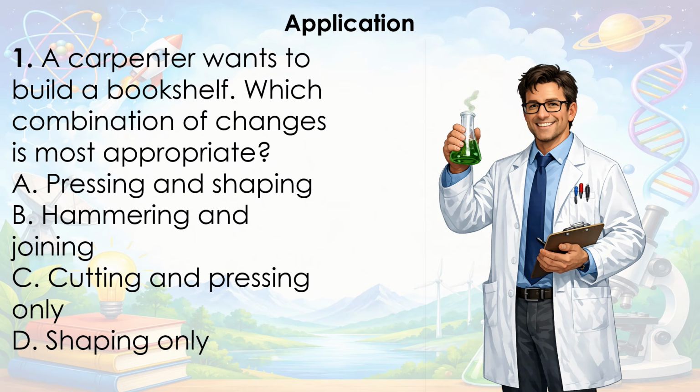The correct answer is hammering and joining. Letter B. Why? Because hammering may be used to drive nails into the wooden pieces, while joining connects two pieces to form the bookshelf. Notice something important. Sometimes, an object is not made using only one process. Several processes may be needed. For a bookshelf, a carpenter may also need to measure and cut the wood before joining the pieces. So, when solving science problems, always examine the entire situation.